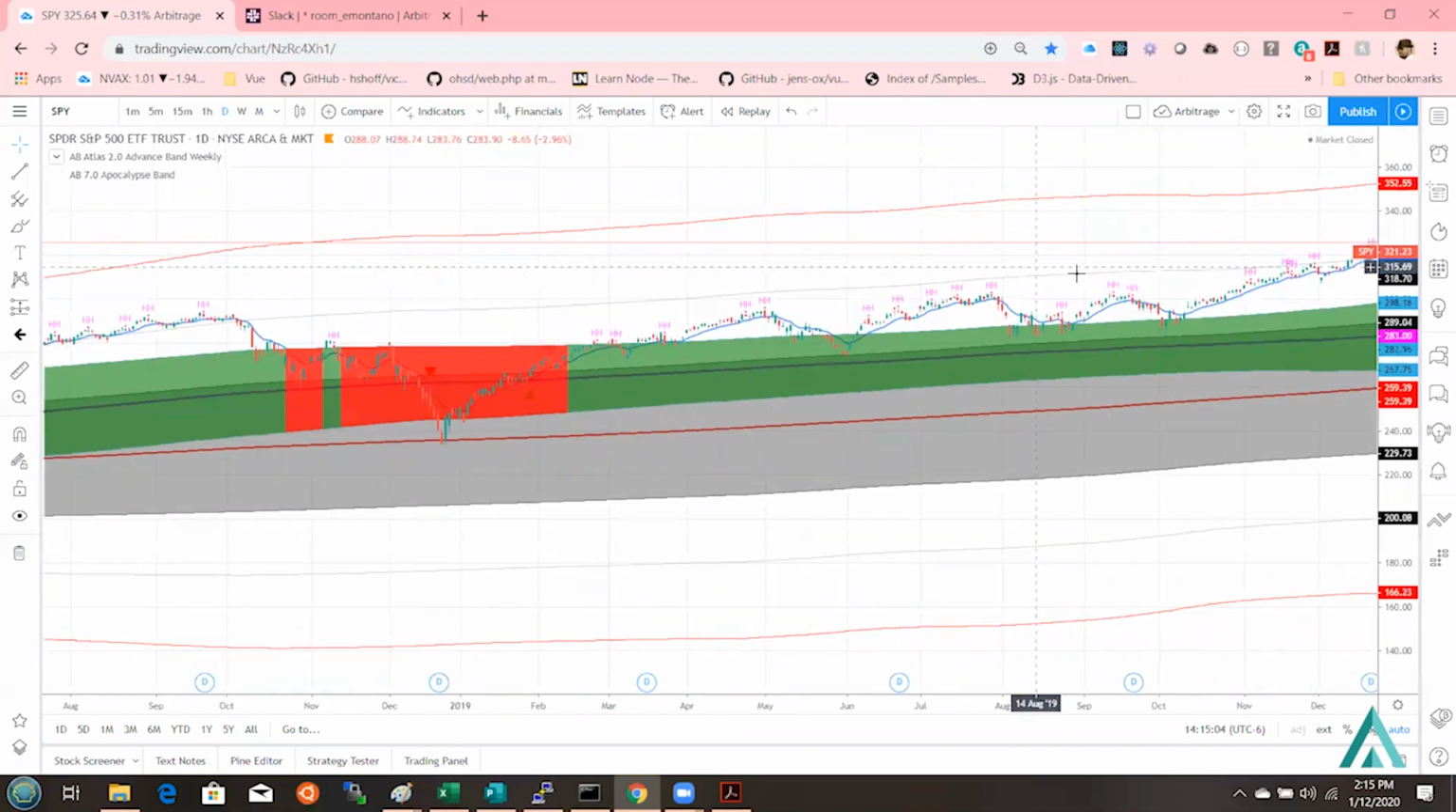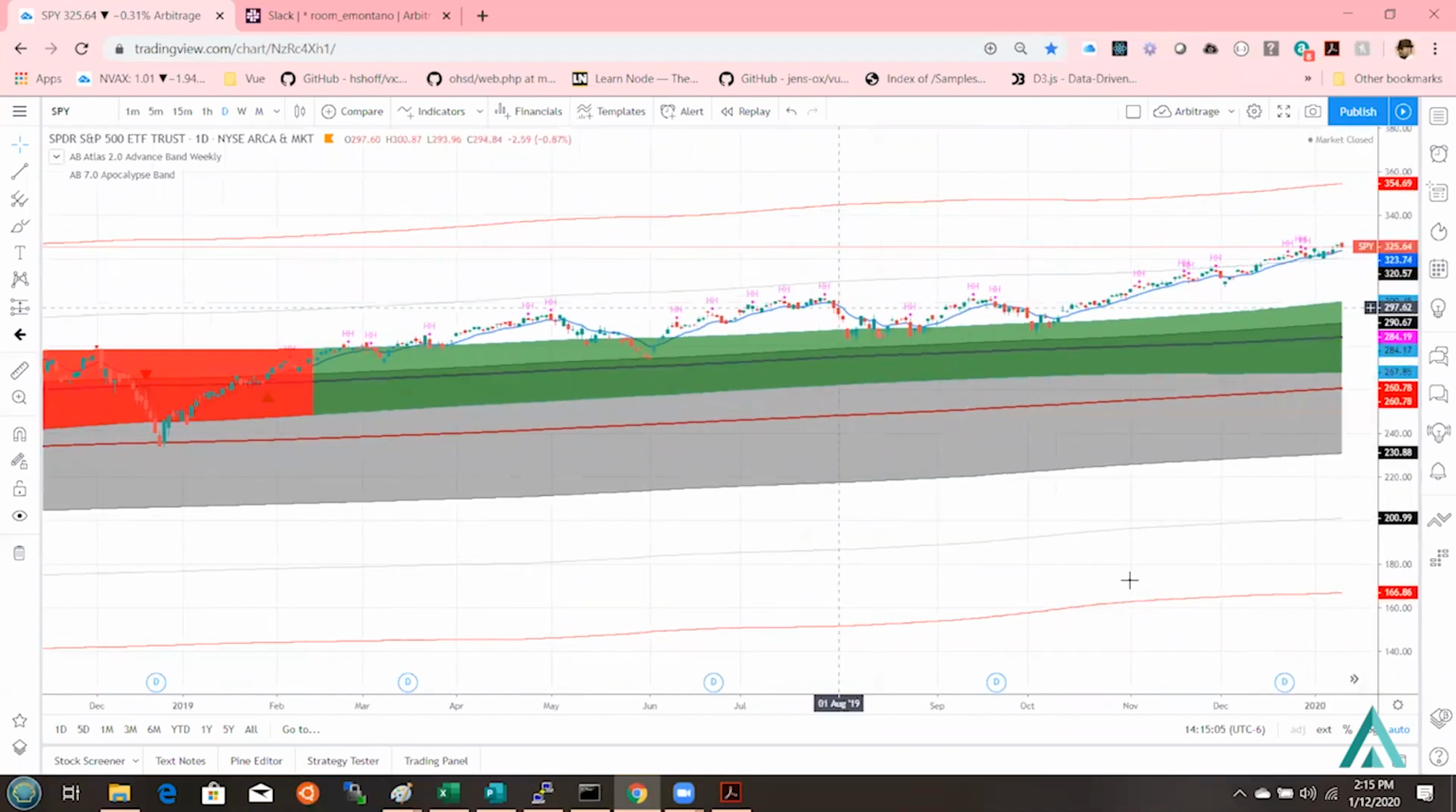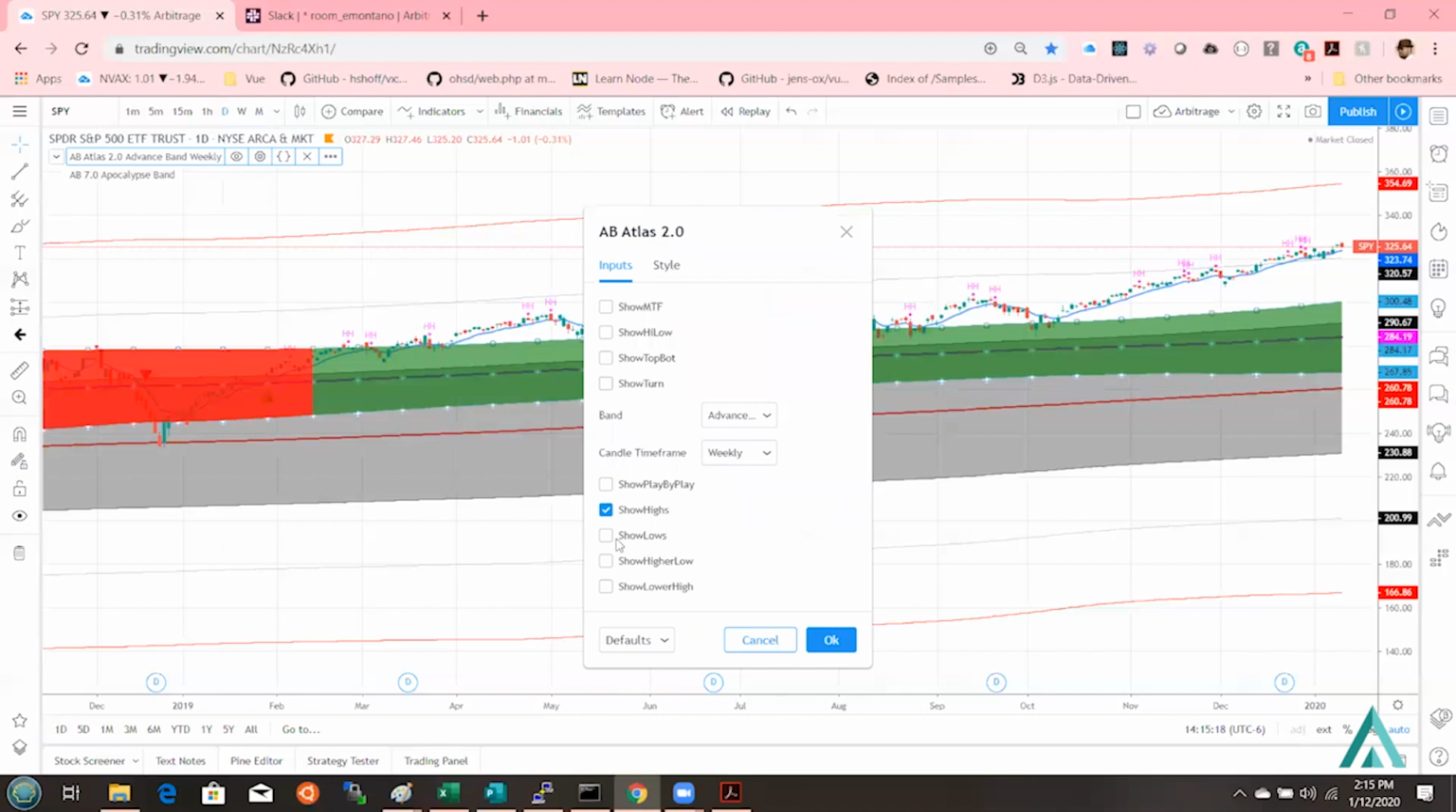Atlas also has these little things I like to call roadmaps. It shows higher highs and it shows lower lows. Once again, I separated this from the bands because the bands started to get crowded. You had to turn all this on and off. So there are several settings that you can turn on and off.